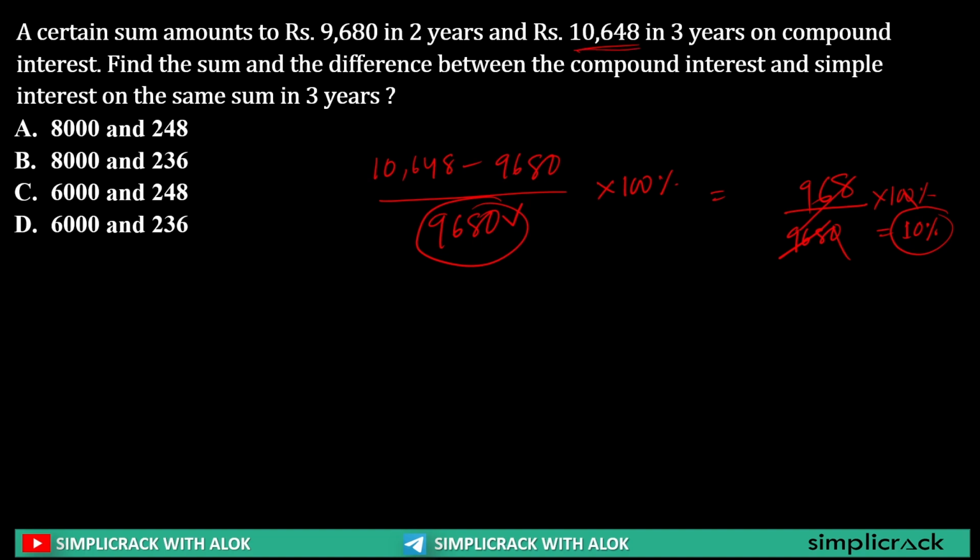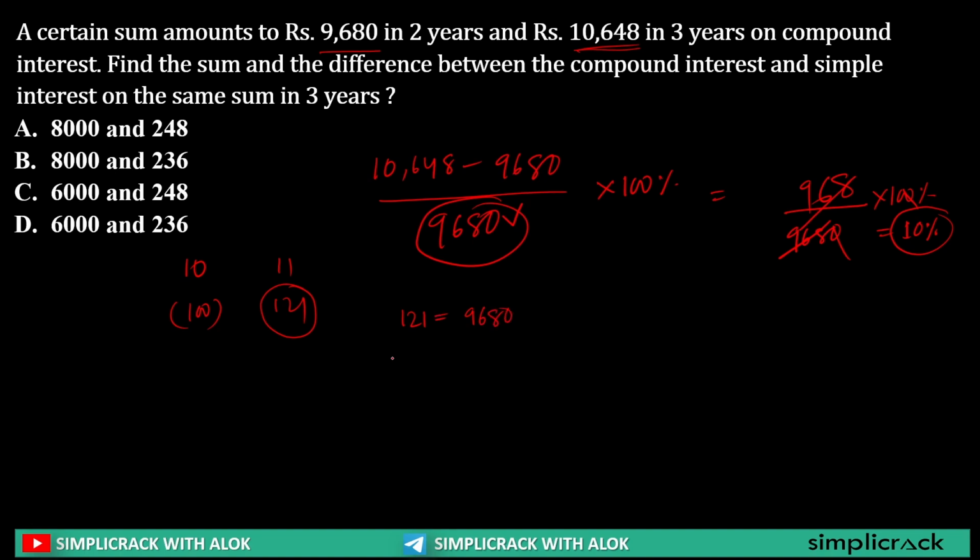Okay, so what do we know? We know the interest rate. So what I can say is, if I have 10 rupees, it will become 11. In 2 years, 10 will be 100 and 11 will be 121, right? Now, what is 121? In 2 years, it is 9680. So my 121 is 9680.